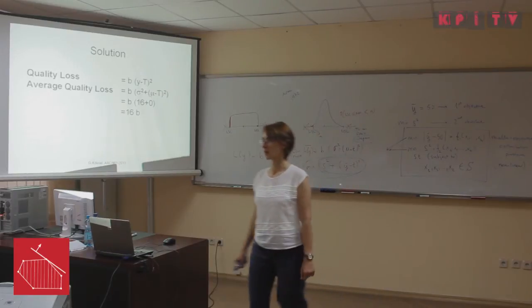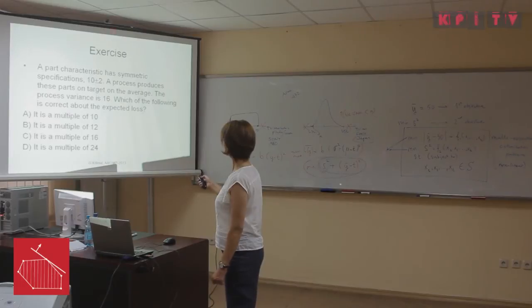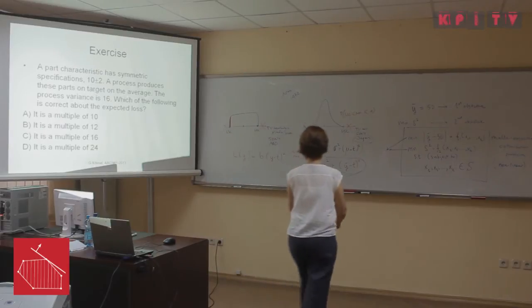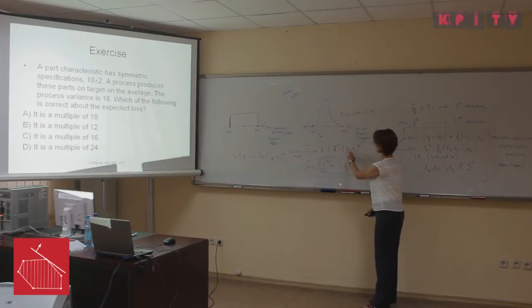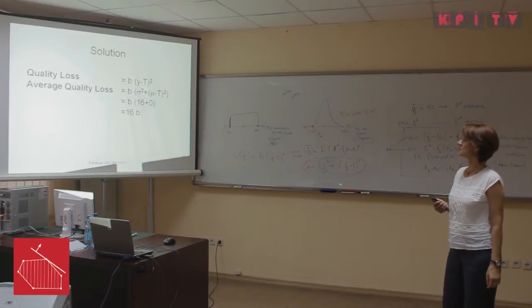Why is there no bias? Because in the question it says this process produces parts on target on the average. This process produces on the average at the target. So there's no difference. All right. Okay, simple exercise.